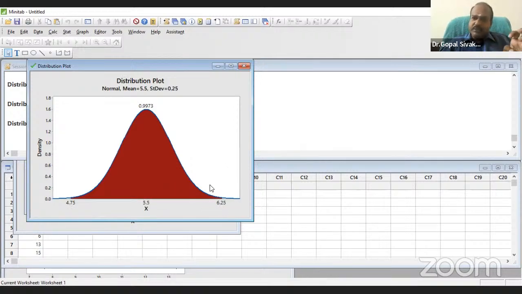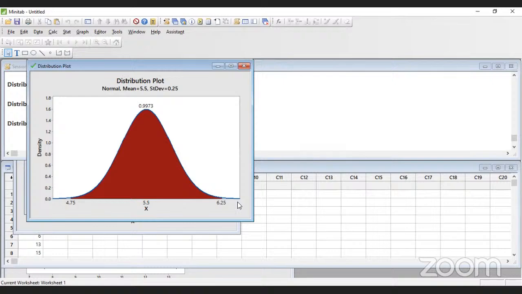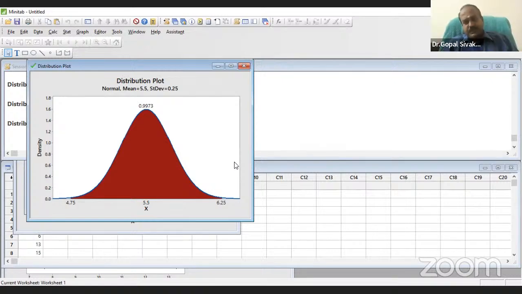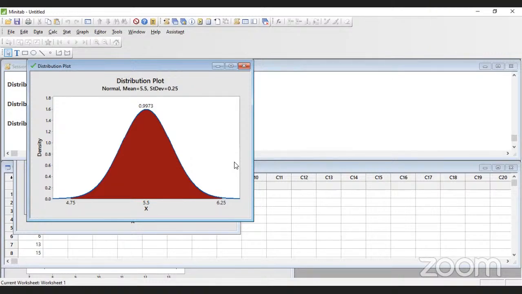Do you think this is logical and realistic? Yes, sir. That is the beauty of normal distribution.